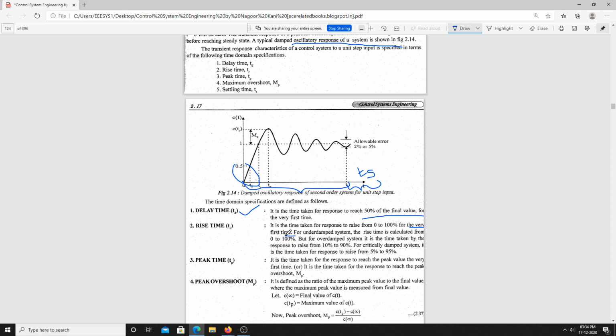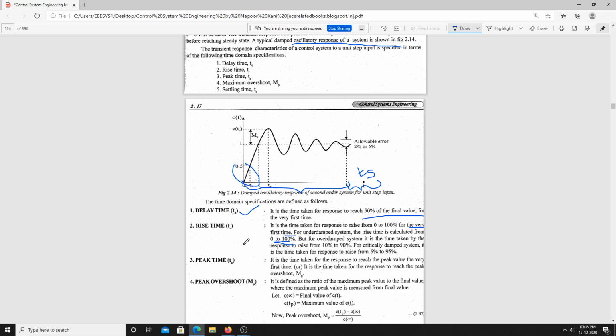Now the rise time will be different for different systems. For an underdamped system, the rise time is calculated from 0 to 100%. If it is an overdamped system, the rise is taken from 10% to 90%. In the case of a critically damped system, it will be 5% to 95%. So depending upon the type of damping, the rise time will vary. On this screen is the response of an underdamped system, so we take 0 to 100%. This is the rise time we have.